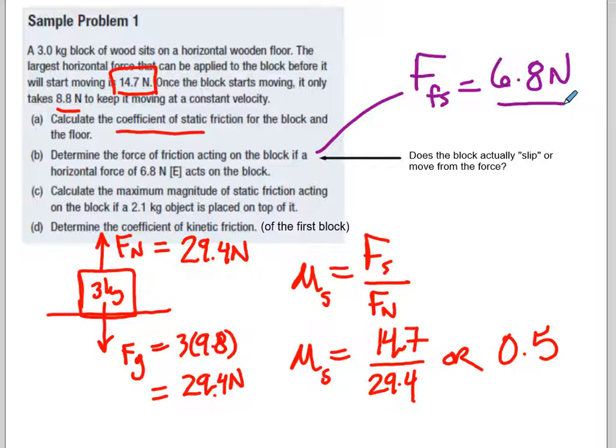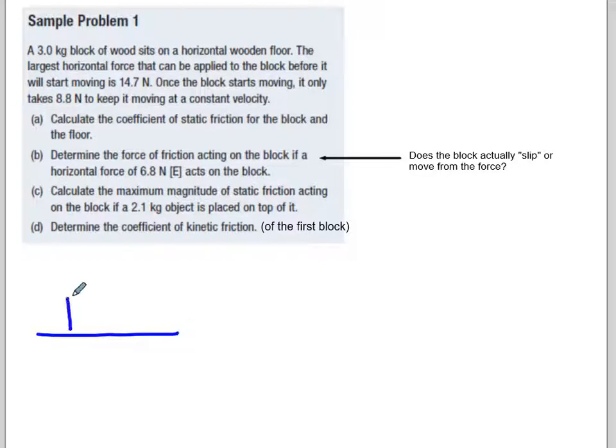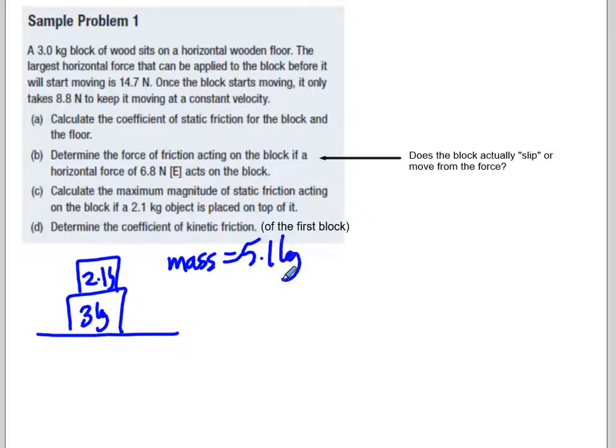Calculate the maximum magnitude of static friction. So we're on part C. Calculate the maximum magnitude of static friction acting on the block if a 2.1 kilogram object is placed on top of it. Okay, so now we're going to take this same picture. Let's get rid of all that. And now we have 3 kilograms, and then we're going to put another box on top of 2.1 kilograms. So that now has a mass of 5.1 kilograms total.